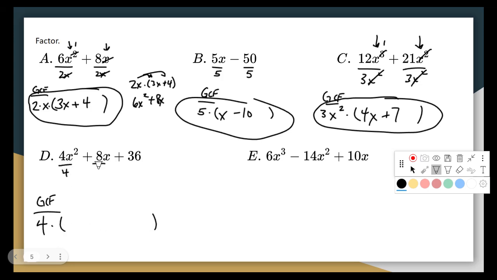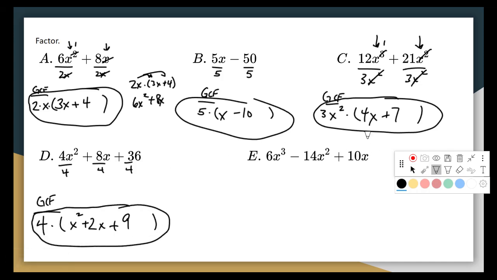I'm going to divide all of these by 4. 4 over 4, that's 1. The x squared stays. 8 over 4 is 2. The x is still there. 36 over 4 is 9. And I don't need this 1. So there's my answer. I took out the 4. I factored the GCF as best I could. This is what I got.